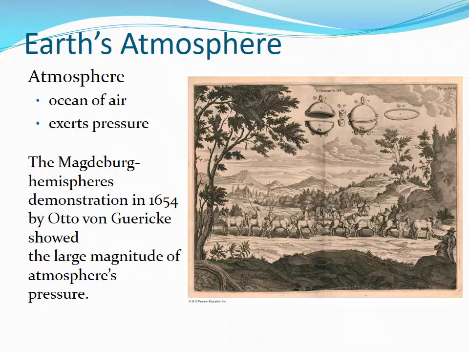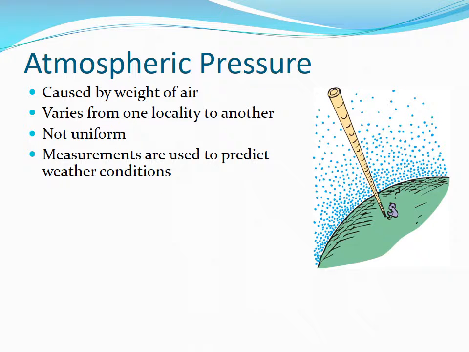Similar items are suction cups. By forcing the air out, the surrounding air pressure pushes against the suction cup and holds it to glass. Atmospheric pressure is caused by the weight of air above us. Atmospheric pressure varies from one locality to another, so it is not uniform. Measurements of air pressure are used to predict weather conditions.